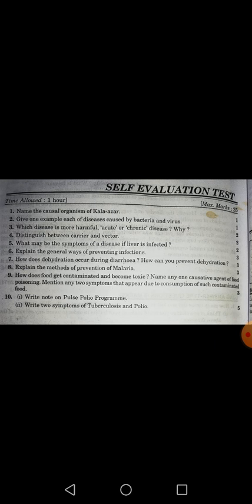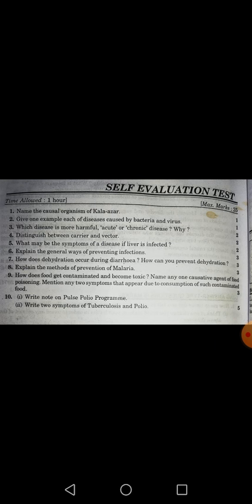So, students, the first question, which has the weightage of 1 mark, is: name the causal organism of Kala Azar. I want to tell you that Kala Azar is caused by a protozoan and its name is Leishmania. We can write Leishmania as the causative agent.